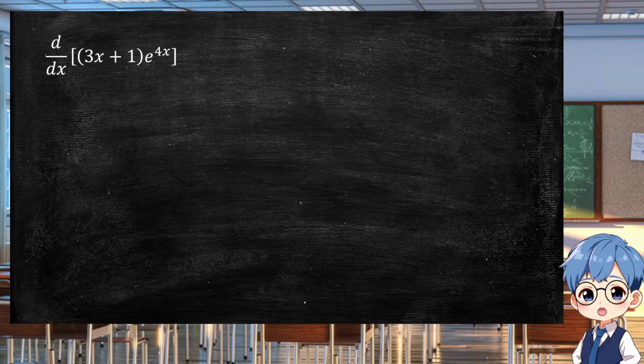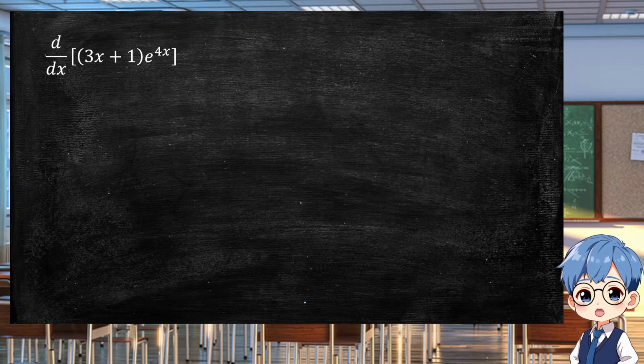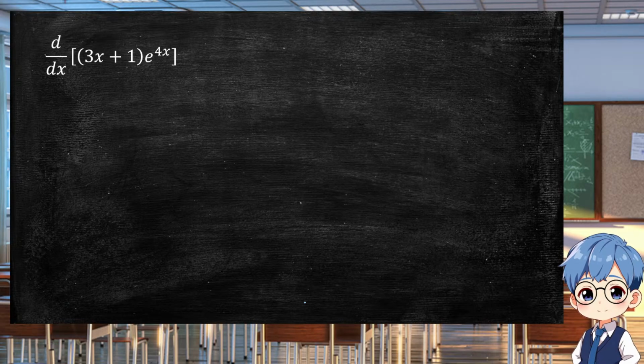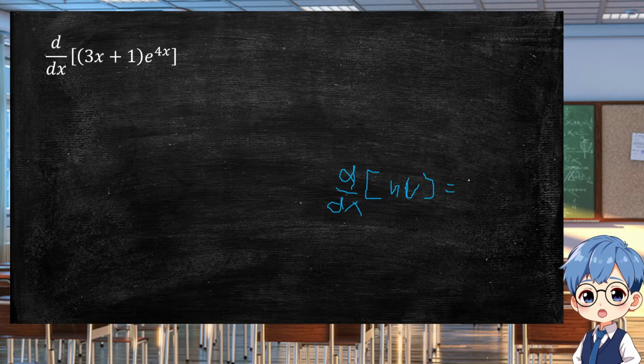Okay, so let's have this as the next example. So we have here 3x plus 1 times e to the power of 4x. There are two ways of solving this. We can simplify first and then just apply the sum and difference rule for differentiation, or we can also apply the product rule. In this scenario, I will use the product rule. So for the product rule, if we have the derivative of u times v, we have u dv plus v du.